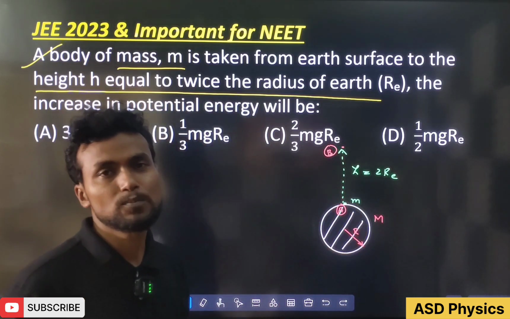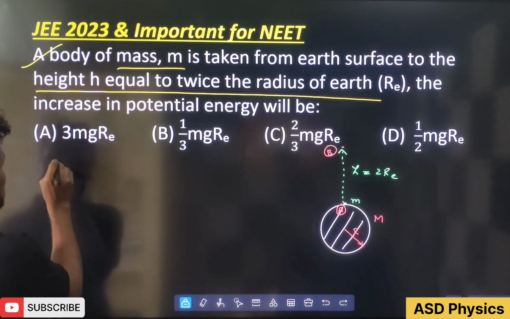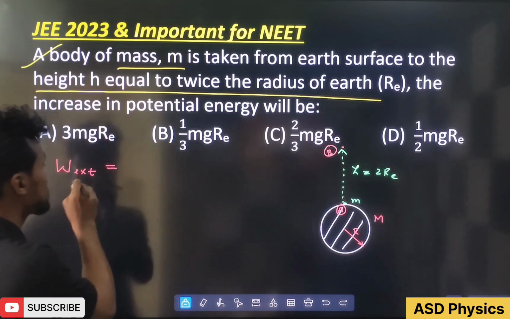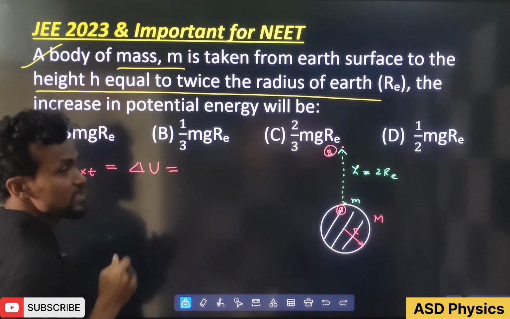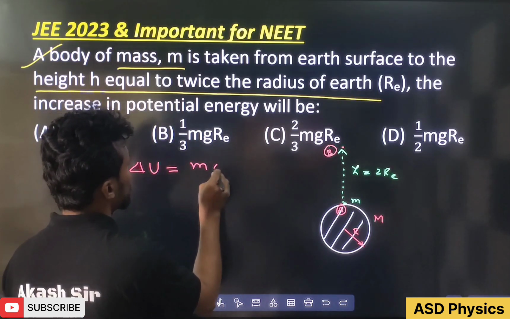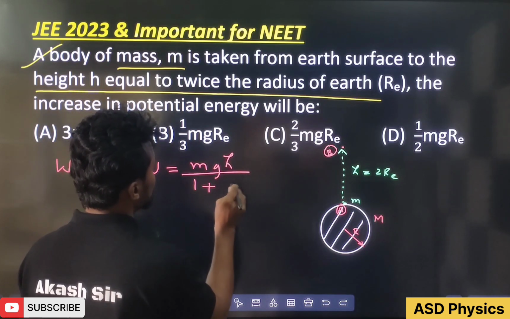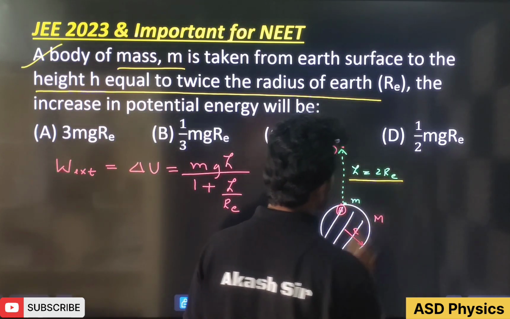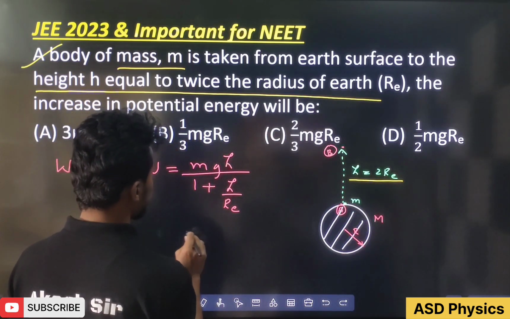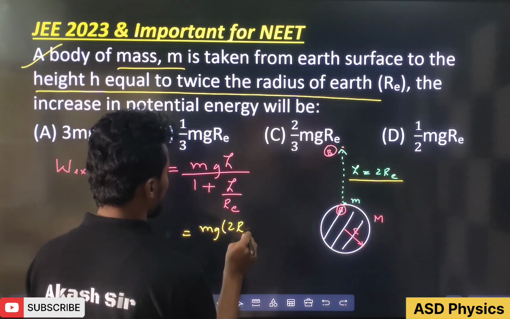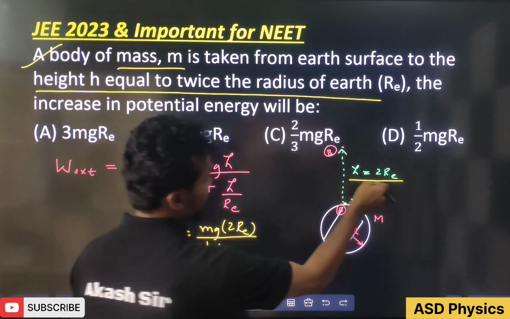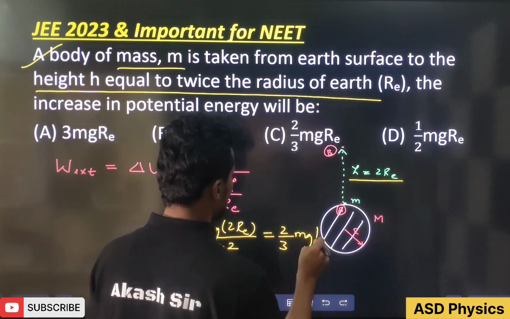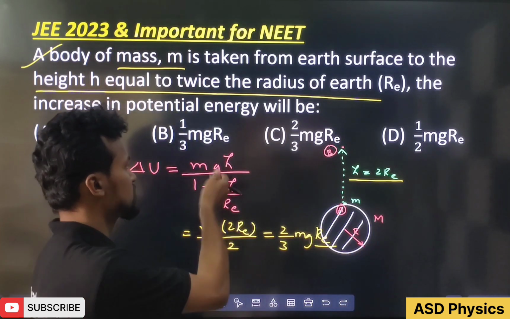So how much is the increase in the potential energy? Students, the concept is that when the kinetic energy of the object is constant, then work done by the external force will be equal to change in potential energy. And for that you just have to remember the formula mgh/(1 + h/RE). Now in the question they are telling h equal to 2 RE. Now I will put this value here, so I can write mg·2RE/(1 + h/RE), and h/RE is 2. When you simplify this, it will come 2/3 mg RE. Now very easy, you just have to remember this formula.